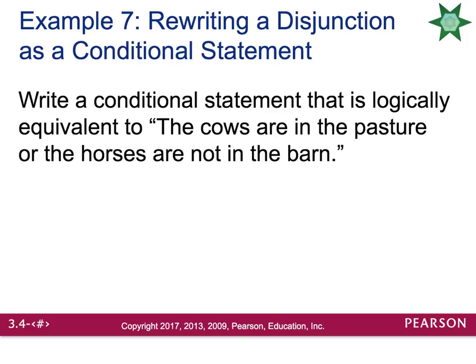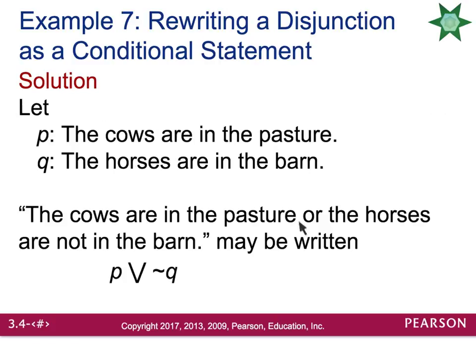Okay, so let's look at an example where we're rewriting a disjunction as a conditional. We're kind of going backwards. So the cows are not in the pasture or the horses are not in the barn. That would be using simple statements with a negation on one of those. Remember that our simple statements should be affirmative. They shouldn't have a not in them. So let P be the cows are in the pasture, and Q be the horses are in the barn. So when we translate, we say the cows are in the pasture, P, or, that V there, the horses are not in the barn would be negation Q.